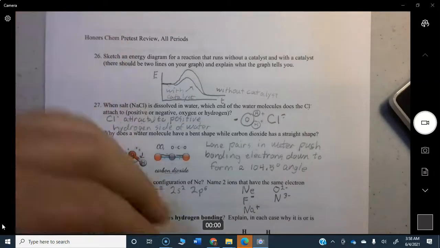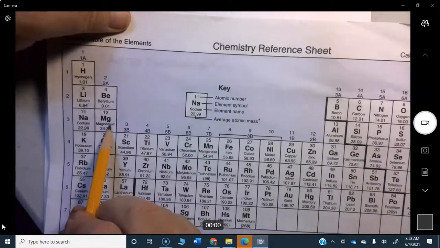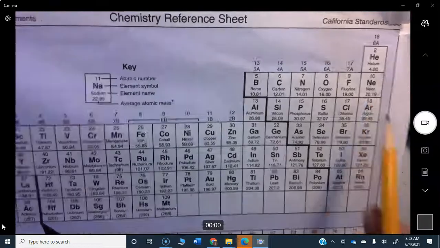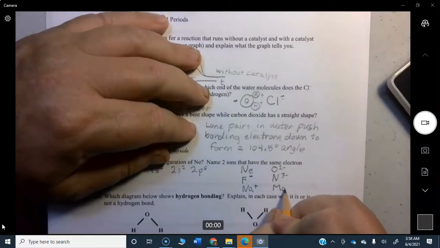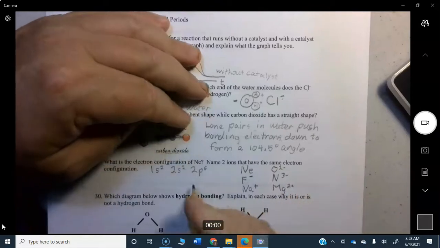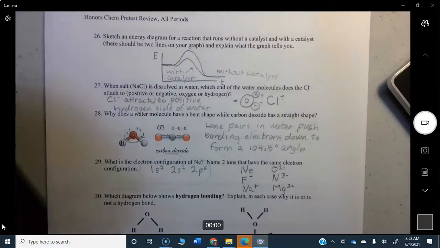We could have put magnesium 2 plus. It loses 2 electrons. It's going to be like neon. So Mg 2 plus, and I'll go ahead and stop there, okay? So those all have the same electron configuration as neon. That's what they're trying to do when they ionize, is get the electron configuration of the nearest noble gas.